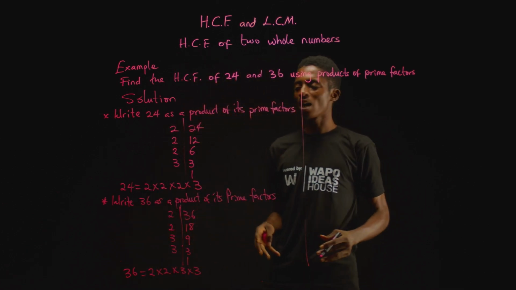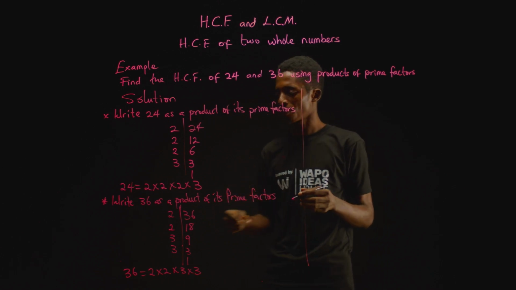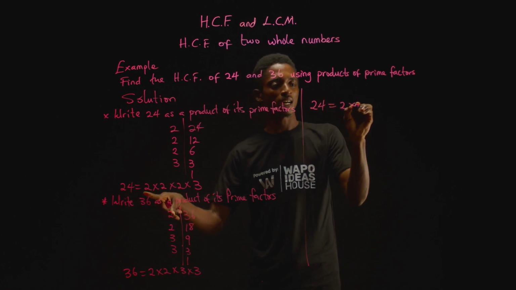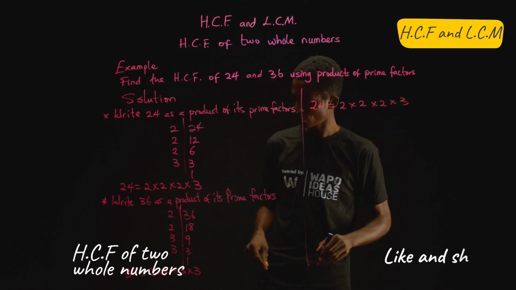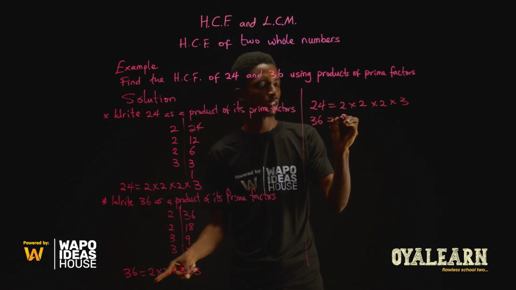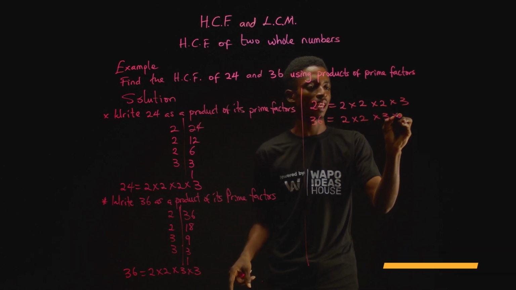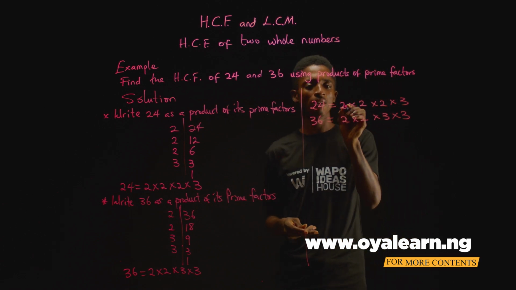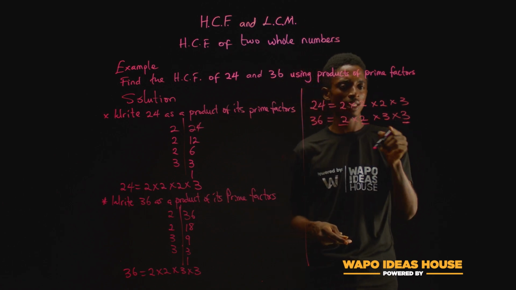Now that we have written them out as products of their prime factors, let's put them side by side and then compare. So we have 24 to be 2 times 2 times 2 times 3. And then 36 is 2 times 2 times 3 times 3. Now, when you look at this side by side, it's easy to see what they have in common: we have 2, 2, and then 3.